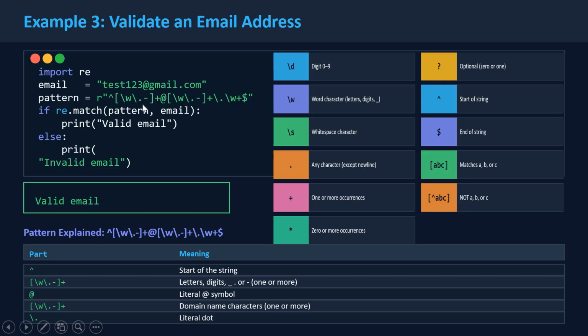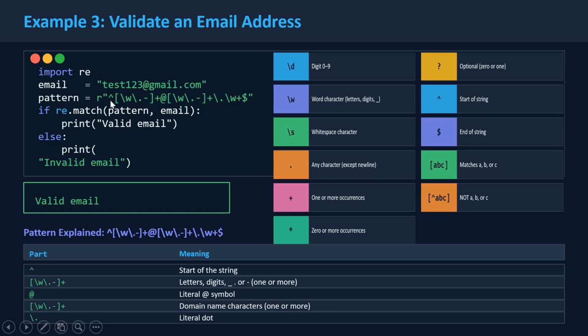Then it has a dot. What does the dot represent? Any character except a new line. So it is checking that any character should be at the start, and after that it will check the hyphen. What does the hyphen represent here? You can see here. And the caret, what does the caret represent? The caret represents the start of the string.